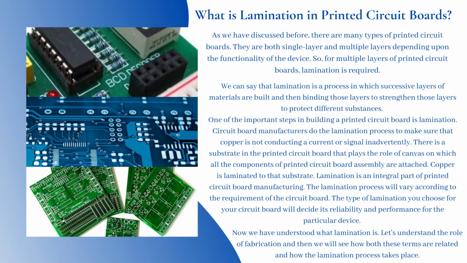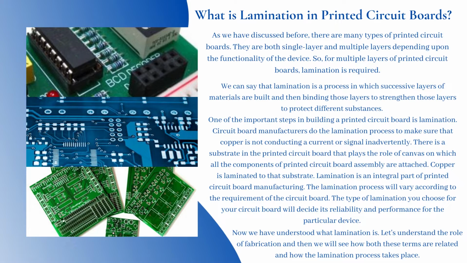One of the important steps in building a printed circuit board is lamination. Circuit board manufacturers do the lamination process to make sure that copper is not conducting a current or signal inadvertently. There is a substrate in the printed circuit board that plays the role of canvas on which all the components of the printed circuit board assembly are attached. Copper is laminated to that substrate. Lamination is an integral part of printed circuit board manufacturing. The lamination process will vary according to the requirement of the circuit board. The type of lamination you choose for your circuit board will decide its reliability and performance for the particular device.